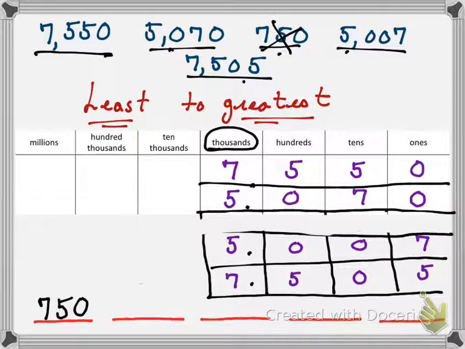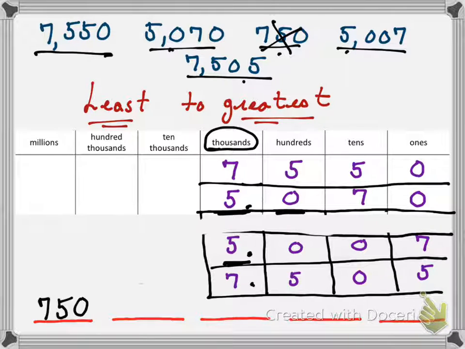So to continue, we still need to compare using our place value chart to help us with these numbers. So again, this one has 7 copies. This one has 5 copies. This one has 5 copies, and this one has 7 copies of thousands. So let's compare the fives. This doesn't help us because we are at a tie. This has 5 copies, and this one has 5 copies.